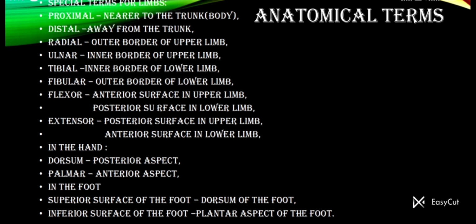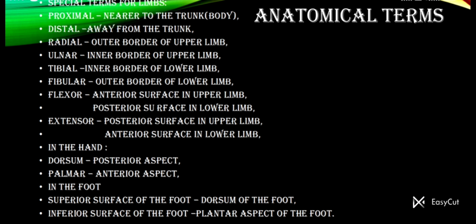The next thing is tibial and fibular. Tibia and fibula are the bones of the lower leg. If you see the tibia and fibula, tibia is the medial bone of the foreleg, fibula is the lateral bone of the foreleg. So tibial means inner border of lower limb, fibular means outer border of lower limb.